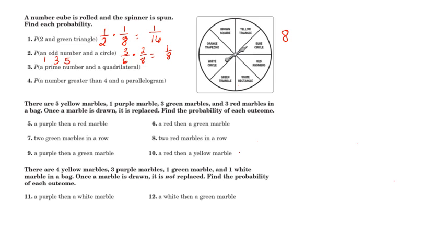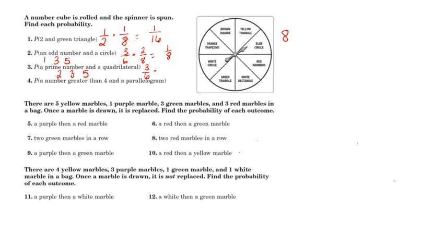What's the probability of getting a prime number and a quadrilateral? So let's see, 2 is prime. Let's see, 1 isn't prime or composite. We don't consider that a prime or composite number. 2 is prime. 3 is prime. 4 is not prime because it's divisible by 2. 5 is prime. And then 6 isn't prime because it's divisible by 2 and 3. All right, so again, that's 3 out of the 6 numbers on a die are prime. And how many quadrilaterals do we have?